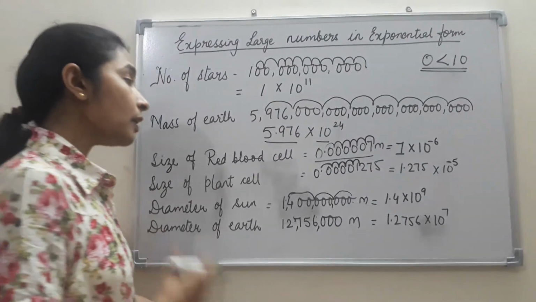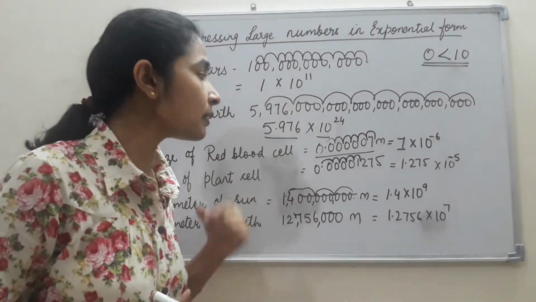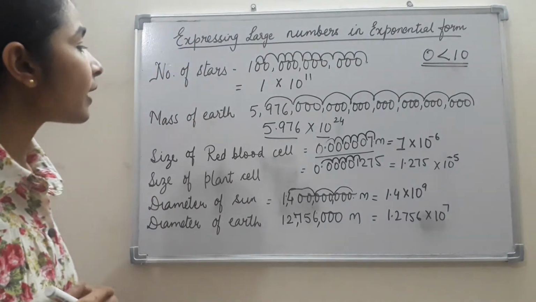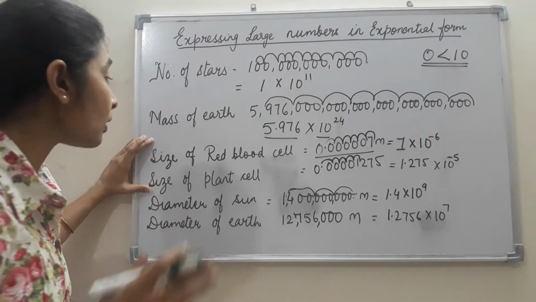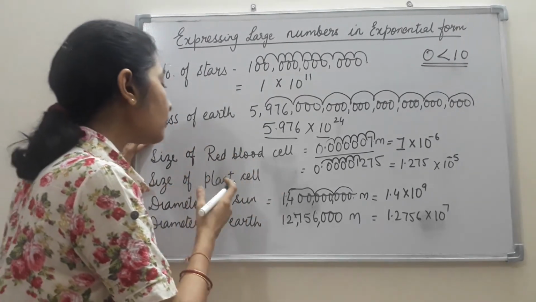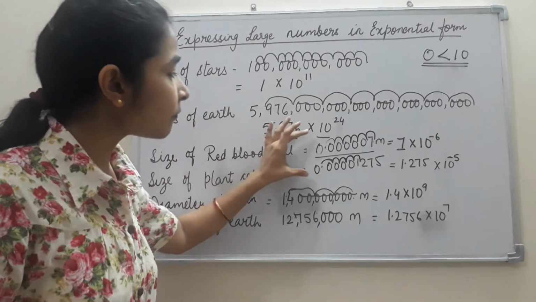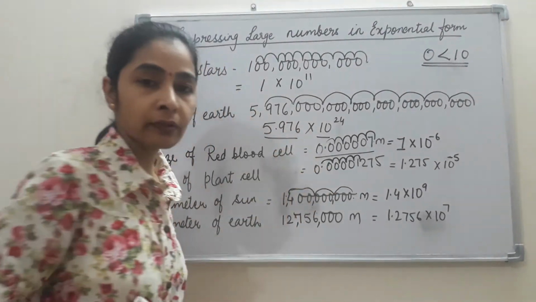Now here we can also compare these large numbers. If we express them in this form, then in case I ask you what is the difference between them, or to compare the size of the red blood cell with the size of the plant cell, it will be very difficult for you to divide this number by this number, isn't it?